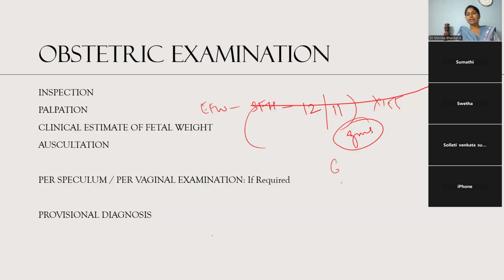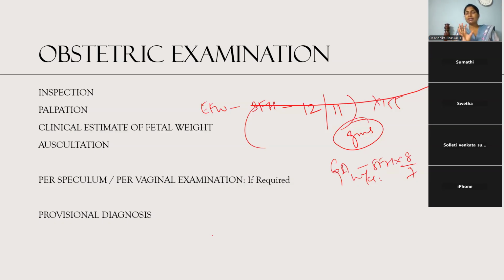And sometimes you can calculate the gestational age by fundal height into 8/7. You will be able to calculate gestational age in weeks. So that is called McDonald's formula. So Johnson's formula and McDonald's formula.